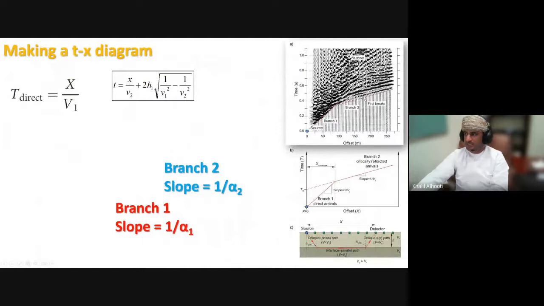And yeah, that's how it is. We have two branches. This is direct. This is refraction. This gives you the velocity of the first layer. This gives you the velocity of the second layer. If I connect them by a line, this gives me the intercept time. I use the intercept time to get the thickness of the first layer.